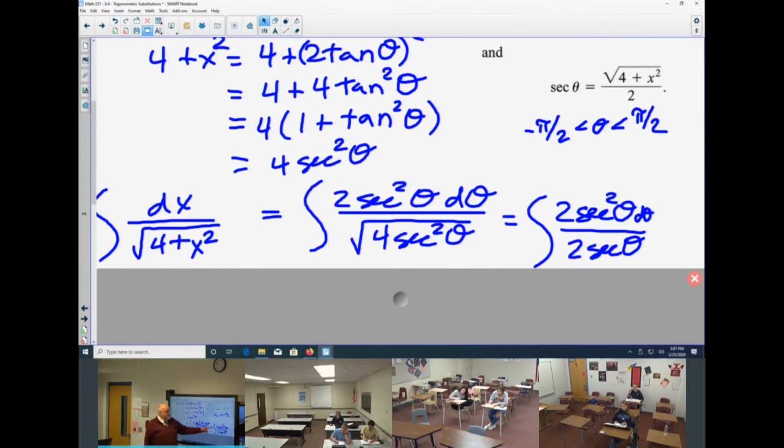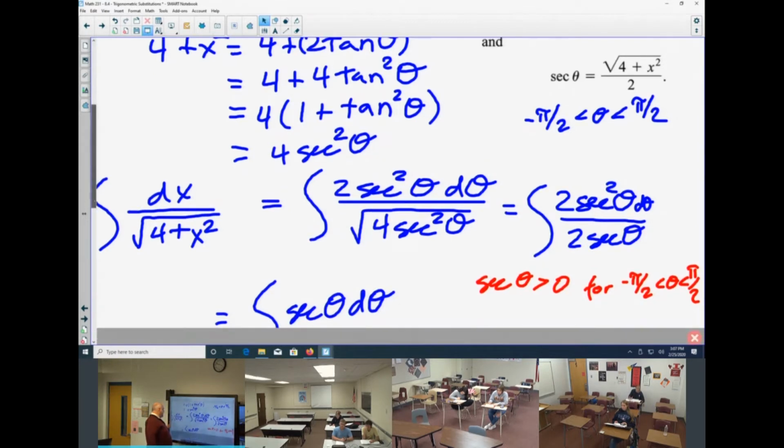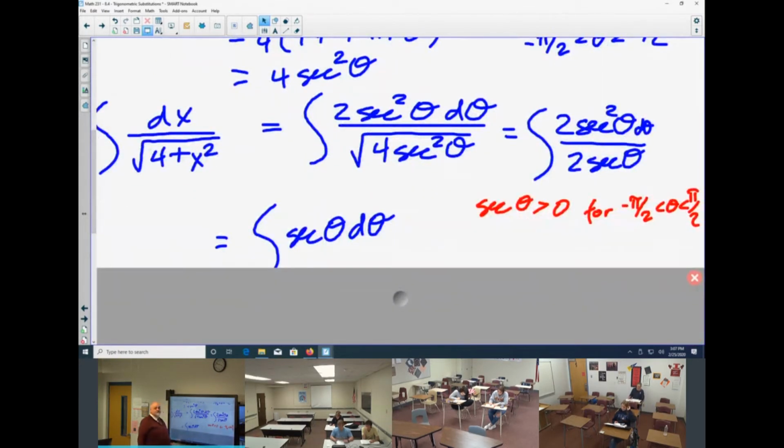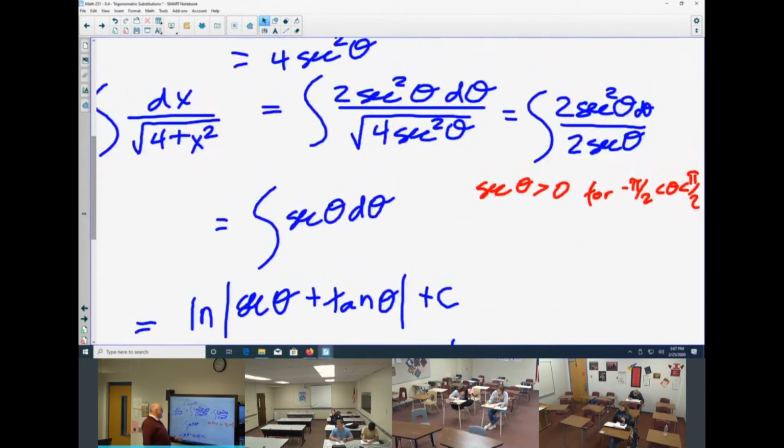Well, now, if you look, the 2's are going to cancel, and the secants cancel, and so all you have to integrate is secant theta d theta. So what we've done is we've taken an integral that we couldn't do to one that we can do. And we actually know the integral of secant is the natural log of secant theta plus tangent theta plus c. Okay, so that's not so bad.